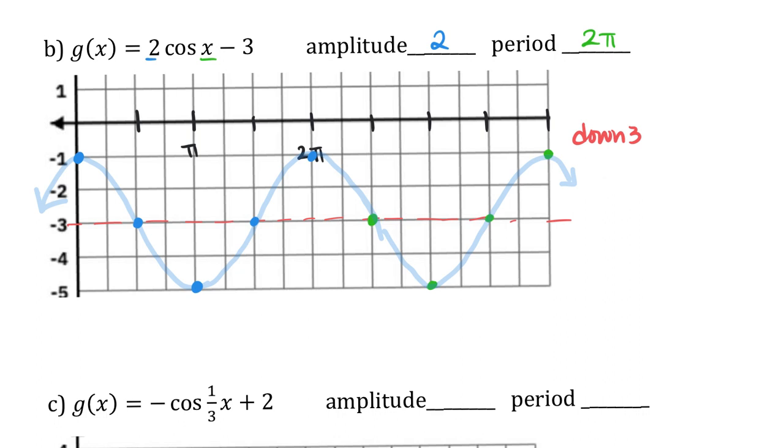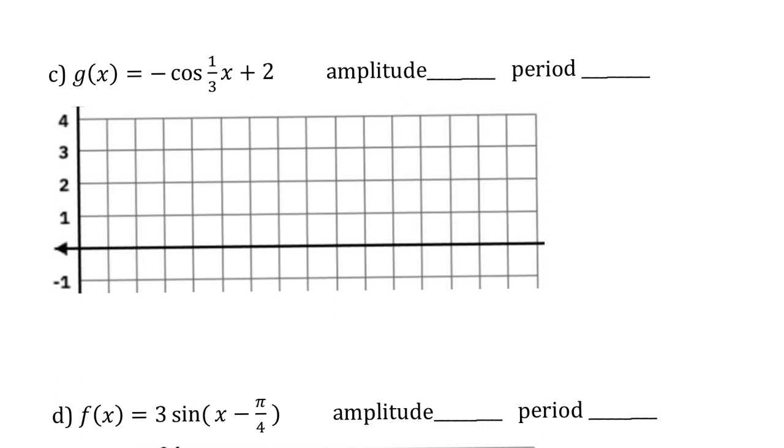Okay, one more vertical shift. Okay, the amplitude on this is still 1. It has a negative sign, which we'll worry about in a second. Okay, my period, oh, it's a 1/3 x. So I want to do 2 pi divided by 1/3. If I divide by a fraction, I'm timesing by the reciprocal. So the period is actually 6 pi.